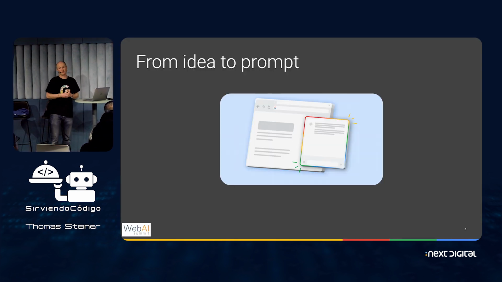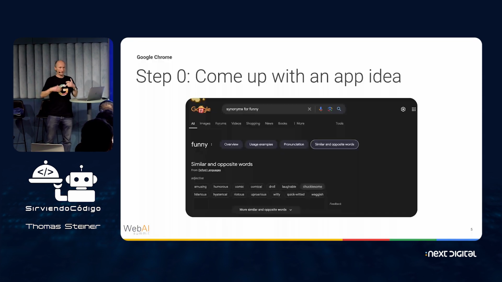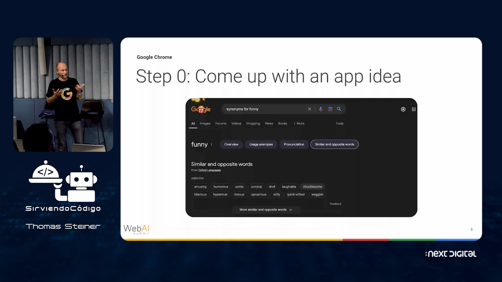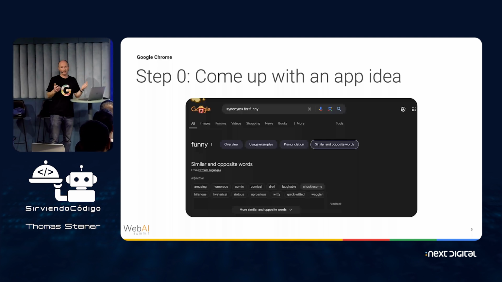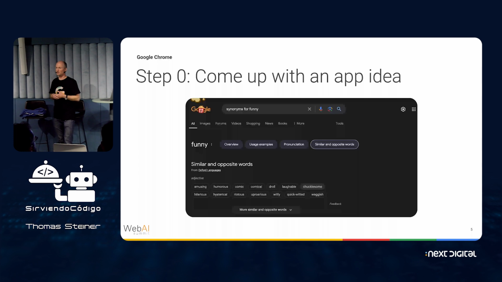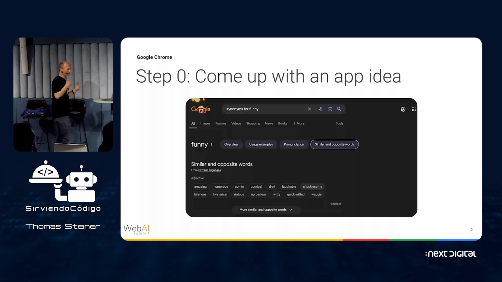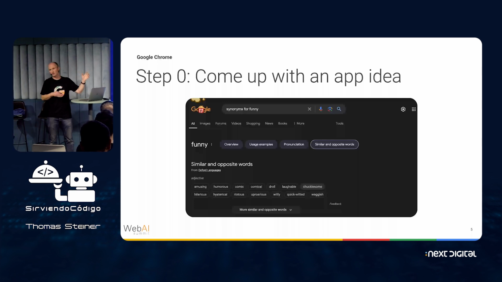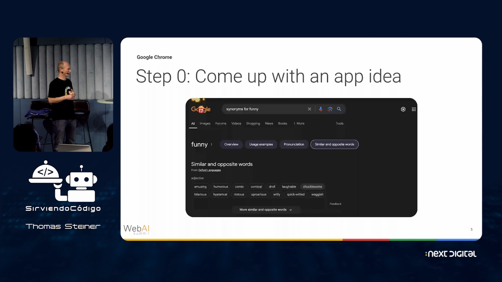And now we need to go from an idea to a prompt. I showed you this before with the Prompt API, but what can we do with this? First, we need to come up with an app idea. And something that I, as a non-native speaker of English, always do is I go to Google and I search for synonyms of words, because sometimes you just need inspiration. So synonyms for the word funny. You enter that in Google, and then you get some results here.